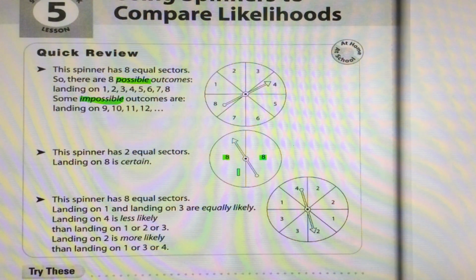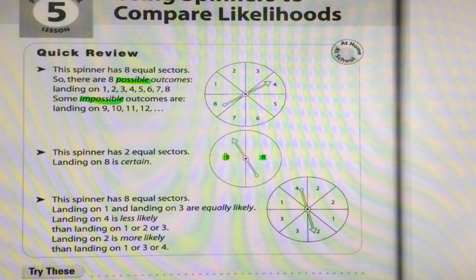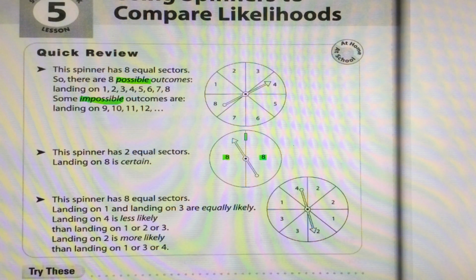In this one here, this spinner has 2 equal sectors. Landing on 8 is certain because there is only 8 and 8. One might say, well, you could land on the line. Well, if you land on the line, you either have to re-spin or decide which way it's going to go, that way or that way. Either way, you get an 8.